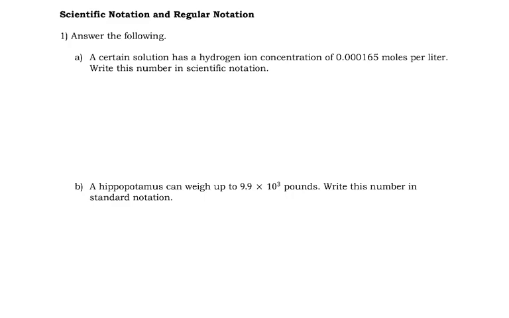Hi all, this video is going to focus on scientific notation and regular notation and being able to convert between the two of them. So let's get started. It says a certain solution has a hydrogen ion concentration of 0.000165 moles per liter. Write this number in scientific notation.